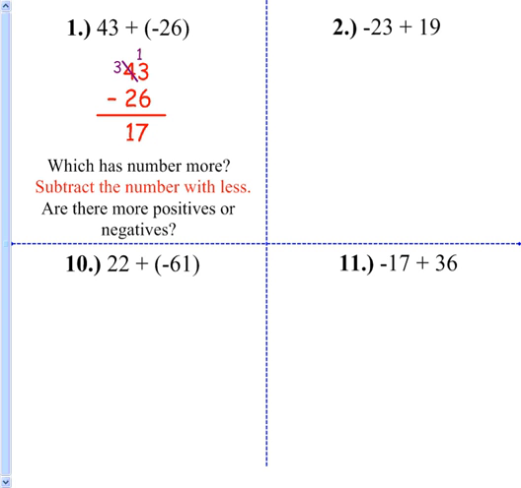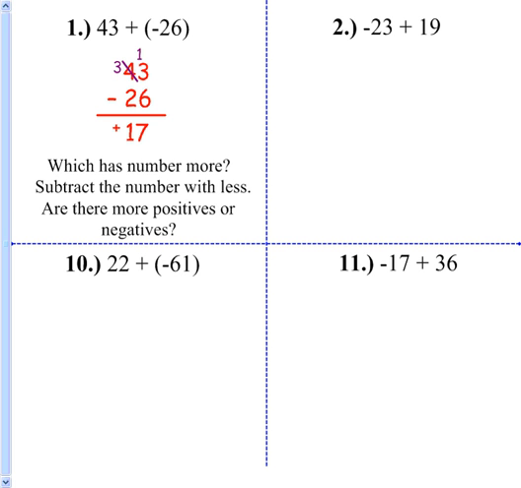So we have 17. Now we need to ask ourselves, between 43 and negative 26, which one has more? Are there more positives or are there more negatives? And the answer is there are more positives. So therefore, if we have more positives and we take away the negatives that we have, our answer is going to be positive. So the answer is positive 17.